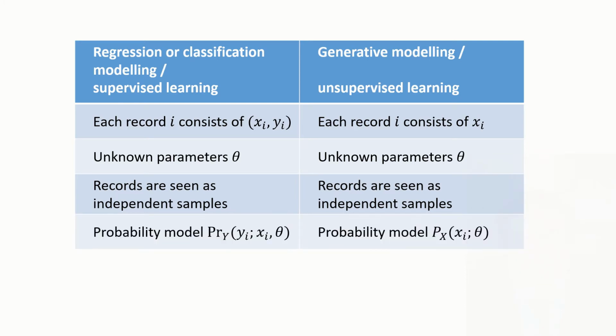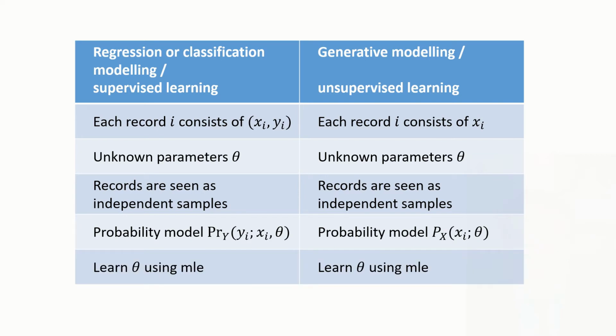Finally, we write down the likelihood for our probability model. For supervised learning, we have the likelihood for the label y, parameterized by theta and by the predictors, whereas in generative modeling, we just have the likelihood for an observation big X. And the training is exactly the same in both cases. We just use maximum likelihood estimation to fit theta.